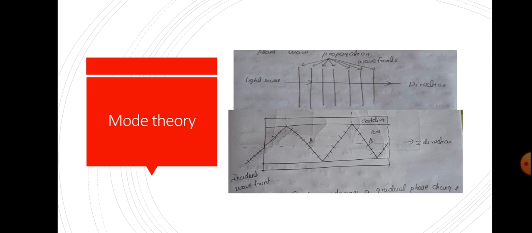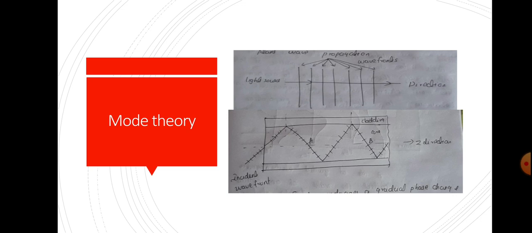In the case of ray theory, we are saying that once a ray is incident on the core, if its angle of incidence is less than the critical angle, it will propagate inside the core of the fiber. But in the case of a wavefront, we cannot say that, because sometimes the wavefront may undergo a phase change.